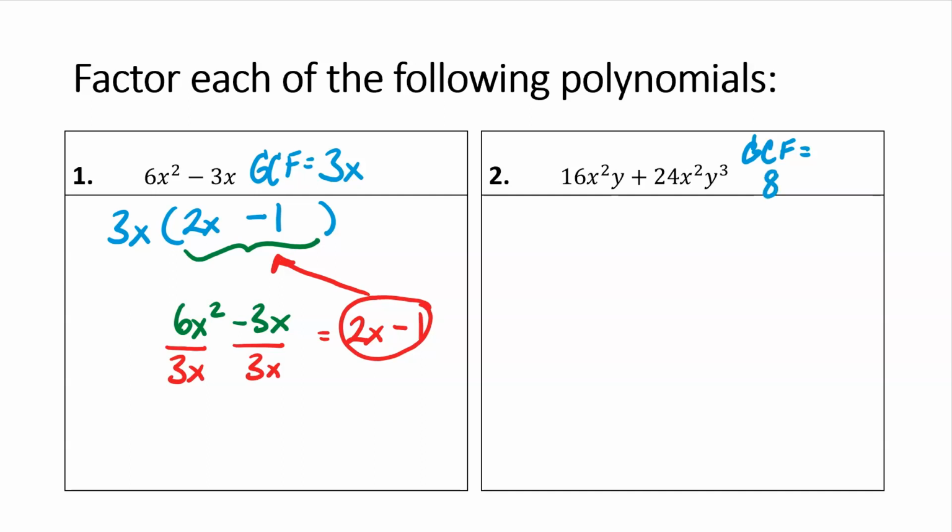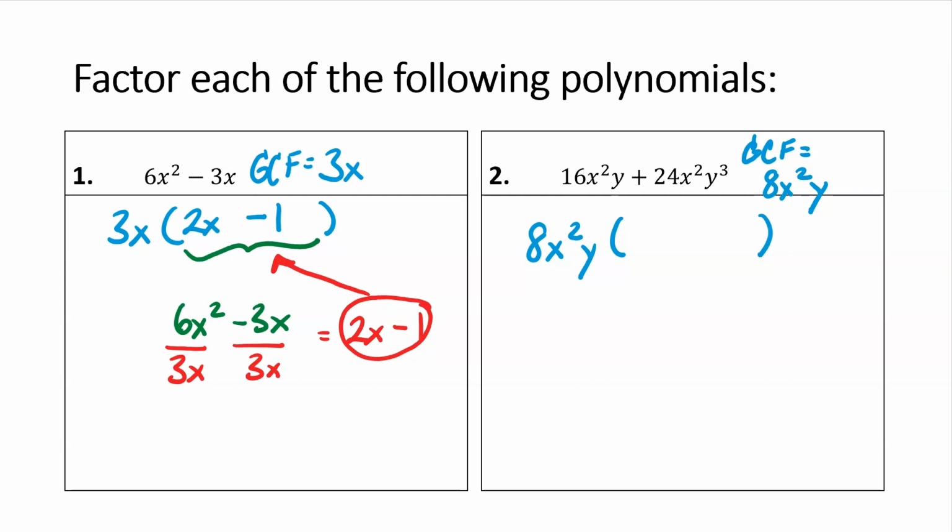Both the 16x squared y and the 24x squared y cubed have x squareds there, and both of them have at least one y. So your greatest common factor is 8x squared times y. So again, we'll start with our greatest common factor, 8x squared times y, set up a pair of parentheses, and figure out what we need to write in those parentheses.